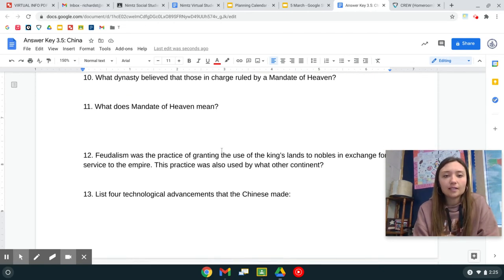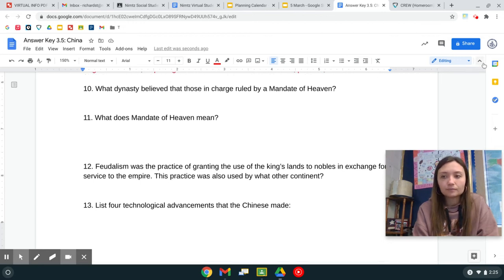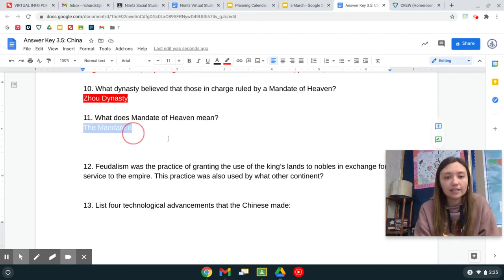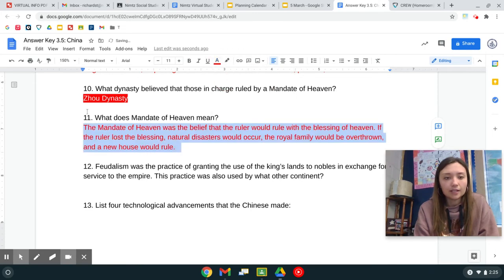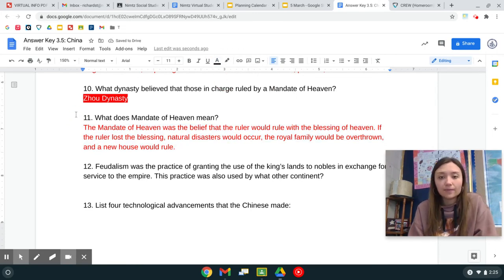Number 10, what dynasty believed that those in charge ruled by a mandate of heaven? You should have gotten the Zhou dynasty. All right? What does mandate of heaven mean? Okay, so this was defined in your chapter, and you should have written something like this. The mandate of heaven was the belief that the ruler would rule with the blessing of heaven.